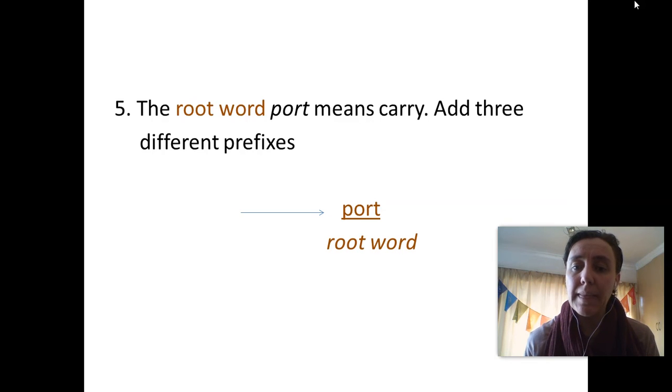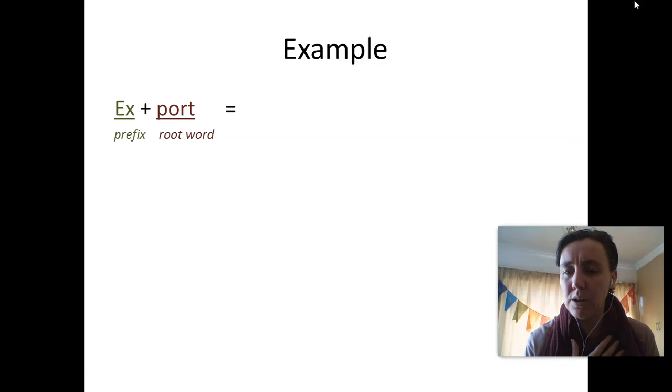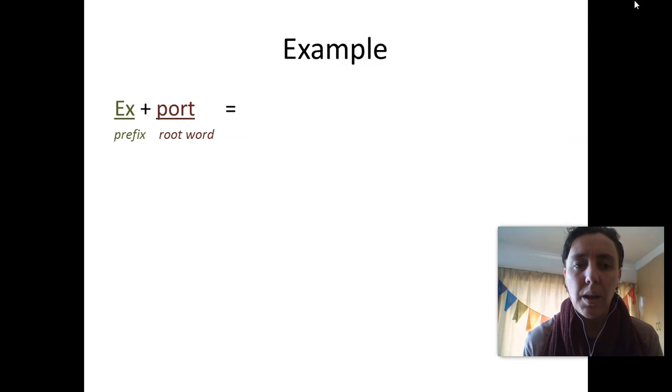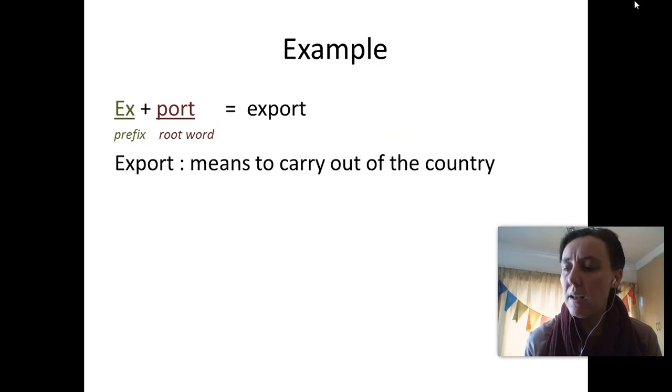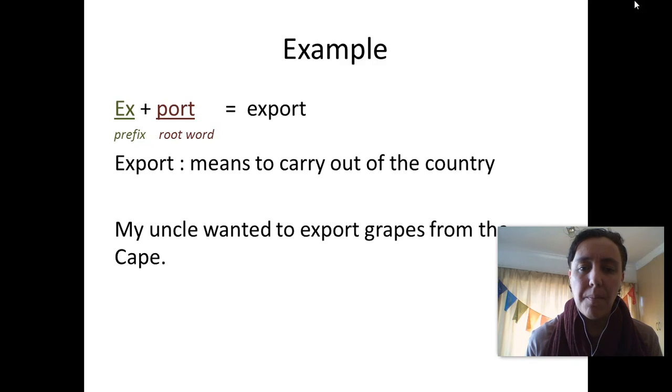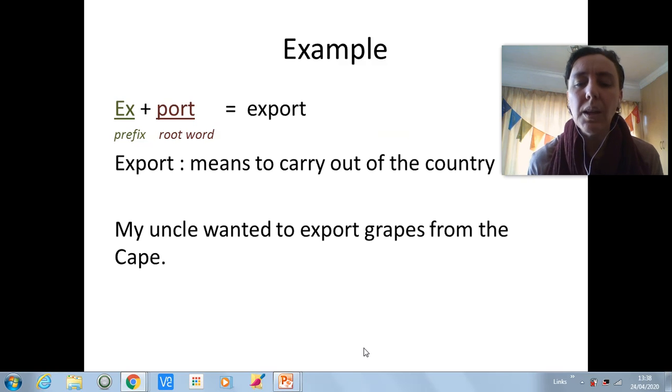Good. So we want to add something at the beginning, before port. Good. So here is an example. If I add the prefix ex, this is my own example. You don't need to have the same example. I get the word export. So ex plus port is export. You can look up the meaning in the dictionary. Export means to carry out of the country. All right. Generally, if they ask you for a definition, they want you to use a clear example from the dictionary. All right. So here, I put it into words. My uncle wanted to export grapes from the Cape.